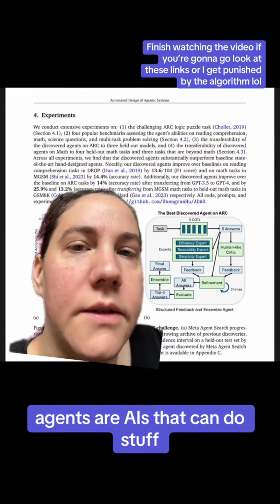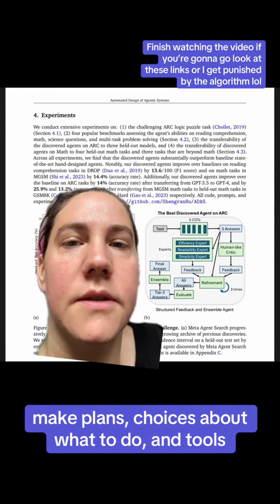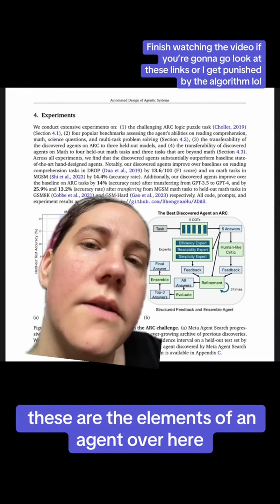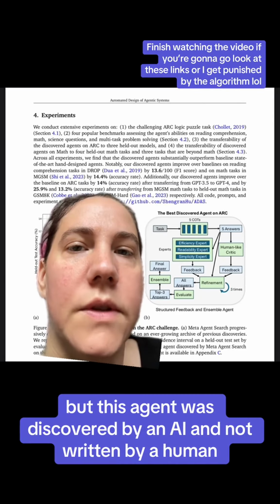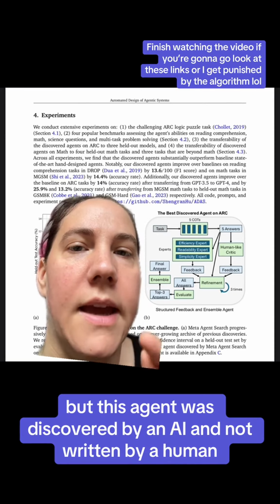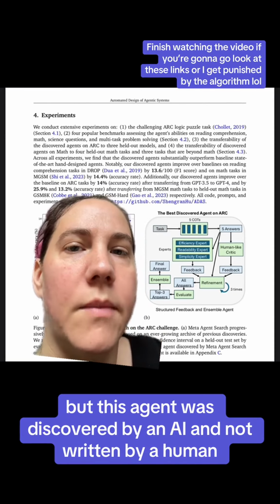Agents are AIs that can do stuff. You make plans, choices about what to do, and tools. These are the elements of an agent over here. But this agent was discovered by an AI and not written by a human.